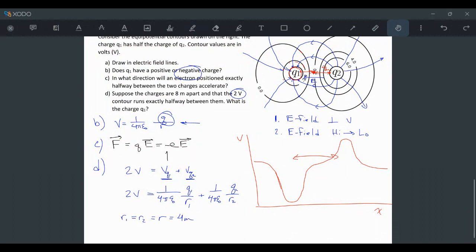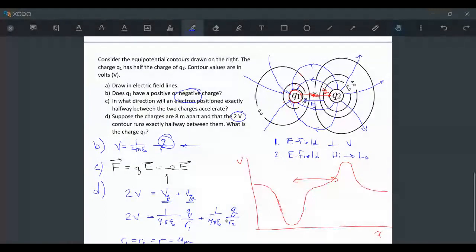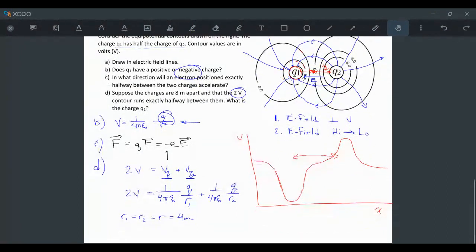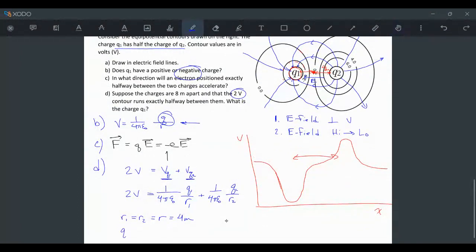The other thing is that we have this detail right here. Q1 is half of Q2 in terms of just the magnitude of charge. Obviously, we said that Q1 is negative, Q2 is positive. But what we have is Q1 is equal to minus 1/2 Q2. And just to make things a little bit easier, what are we looking for? We're looking for Q1. Okay, we need to solve this for Q2 to make things a little easier. Q2 is equal to minus 2Q1.